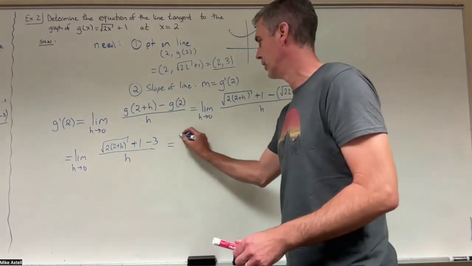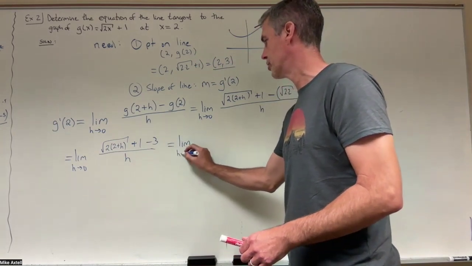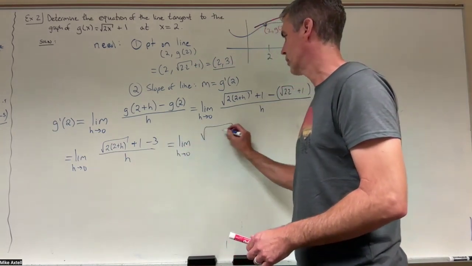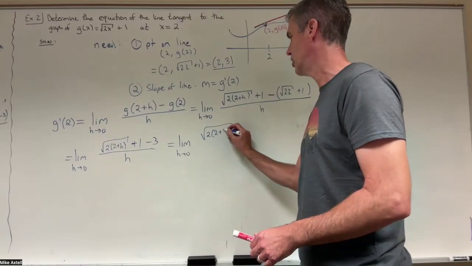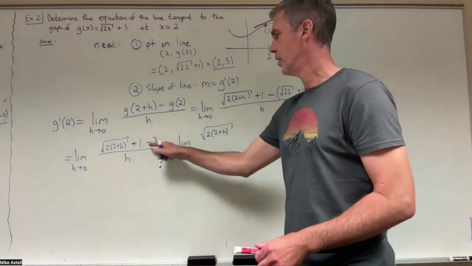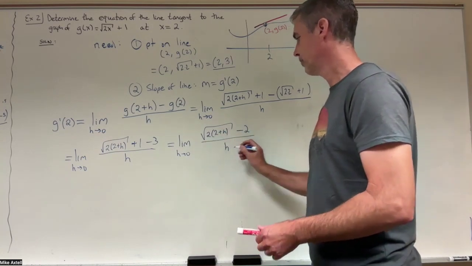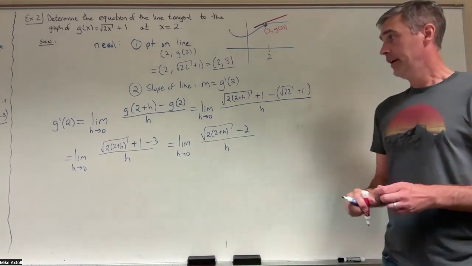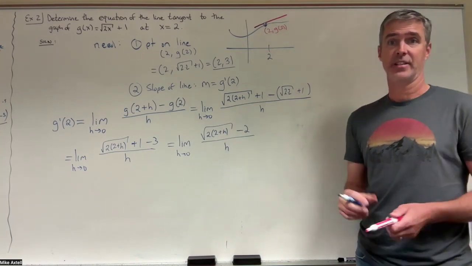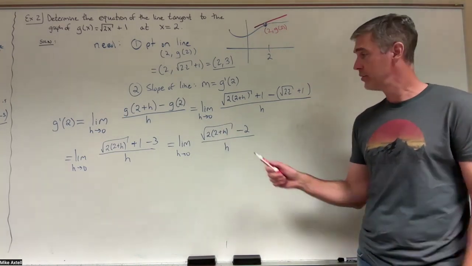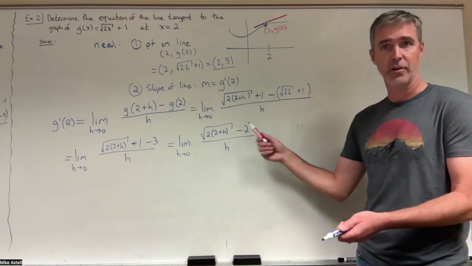But it's not looking good, but let's just go a step further. Limit as h approaches 0. I've got my square root of 2 times 2 plus h, plus 1 minus 3, which is minus a 2. Well, I don't see anything canceling. I don't see any algebra I can do to simplify this, but I do see a square root being added or subtracted with something else.